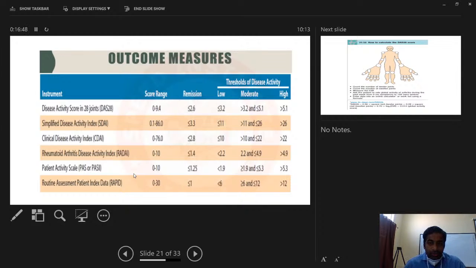Outcome measures: just remember the names. Disease Activity Score in 28 joints, DAS28, is more commonly used. You can tell the thresholds of disease activity; high is greater than 5.5. The other measures are the Simplified Disease Activity Index, Clinical Disease Activity Index, Rheumatoid Arthritis Disease Activity Index, RADAI, Patient Activity Scale, and Routine Assessment of Patient Index Data. DAS28 is most commonly done to tell how the patient's outcome is.